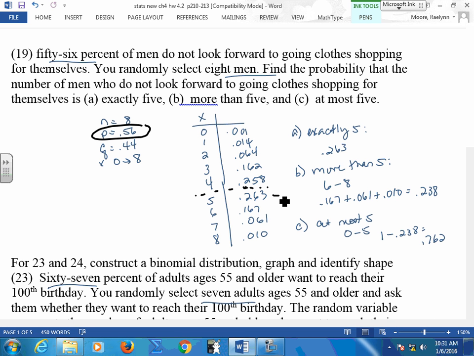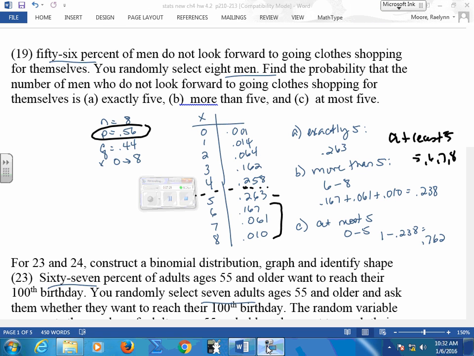Do you guys have any questions with this? Was everybody able to do this? I feel that more than 5 would be nice. More than 5? More than 5, you can't count 5. So you're 6 through 8. Right? If I say at least 5, that means 5, 6, 7, 8. But more than, I don't want 5. I need it to be more than 5. Don't forget these values are discrete. They're whole numbers.